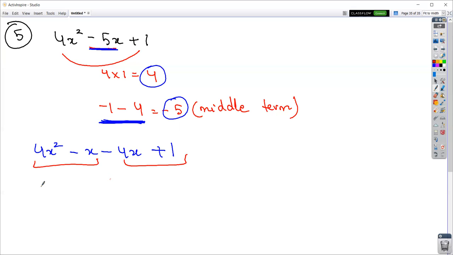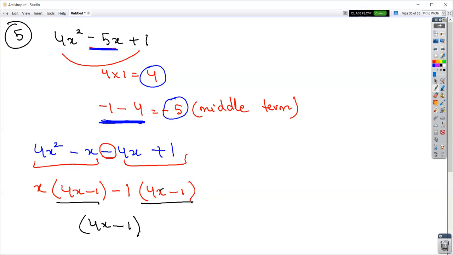From the first one, I can take x as a factor, and inside the bracket would be 4x minus 1. From the next one, I cannot take any number or the variable as a factor, but we have got a negative sign here. Because we have got a negative sign here, I'm going to factorize -1 from here. And the sign of the other terms would change, so it would be 4x minus 1. Clearly, we see that the two brackets are the same. 4x minus 1 and 4x minus 1 is the same. So you write them down together as one bracket, 4x minus 1. The other terms would make another bracket, which is x minus 1.